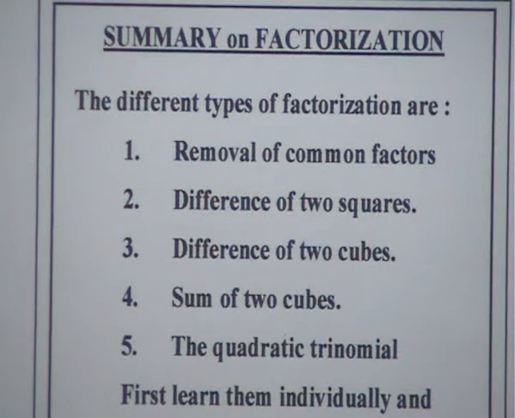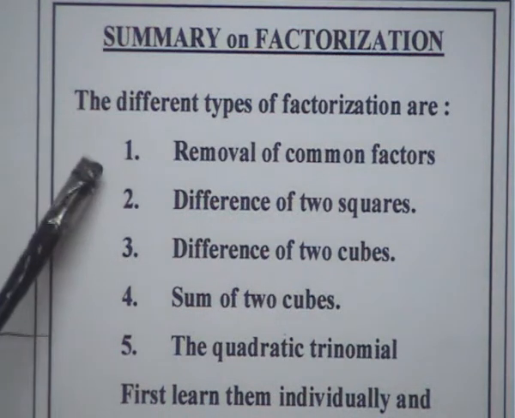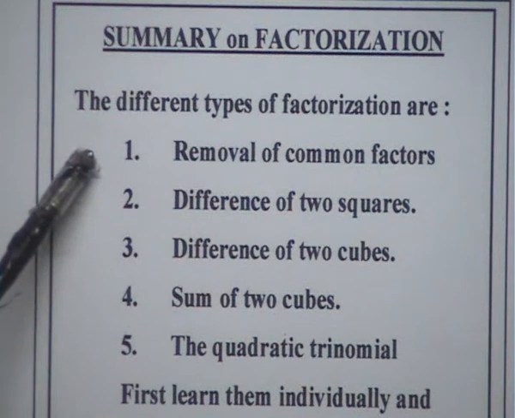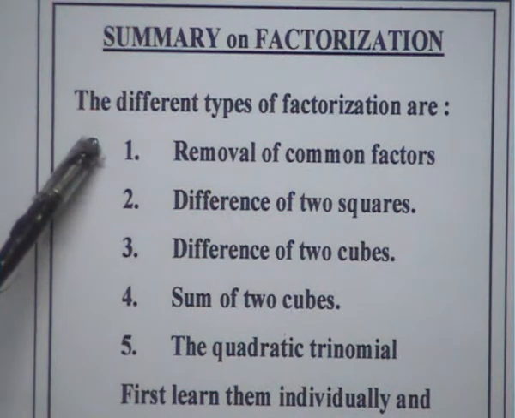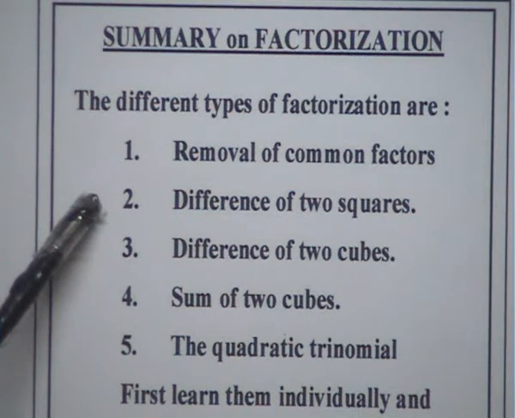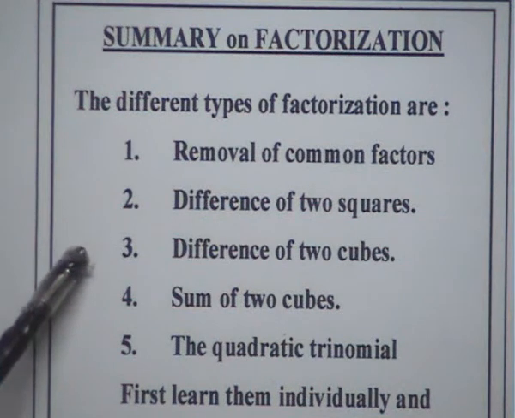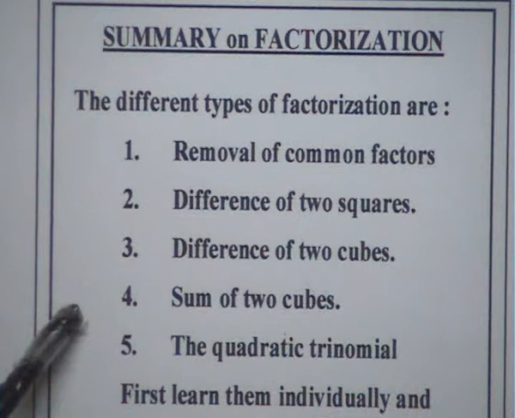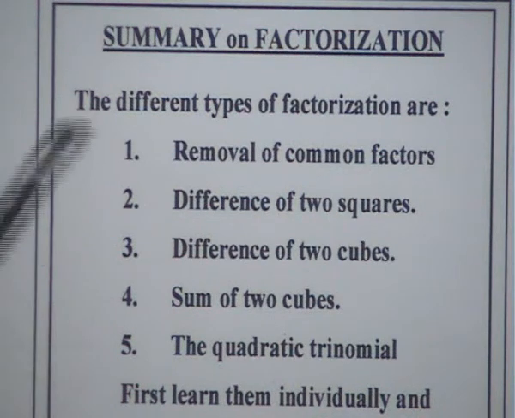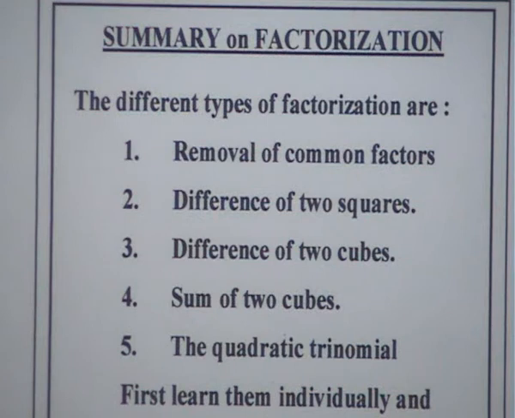Now before you do a mixed exercise, you have to do a summary on factorization. You must have a summary like this. There are different types of factorization. Number one, there's removal of common factor. You've got about 5 different types. Then you've got difference of 2 squares, then difference of 2 cubes, then sum of 2 cubes. I'm going to come back to the summary. We'll stop there, and I'll complete the rest of the summary just now.